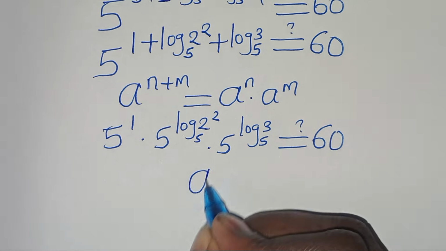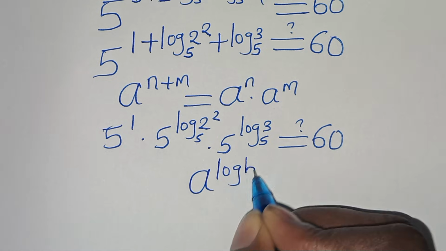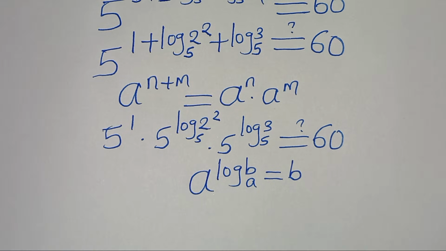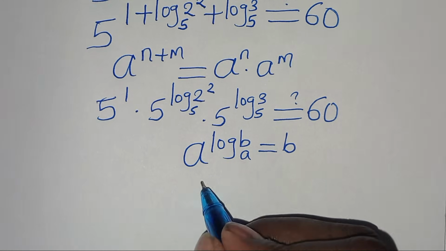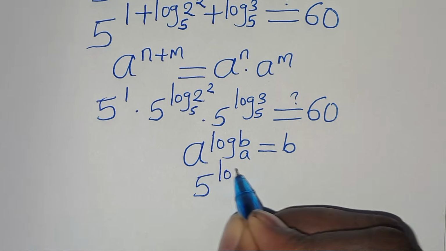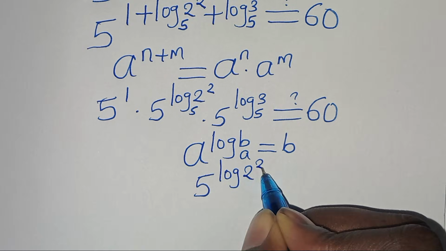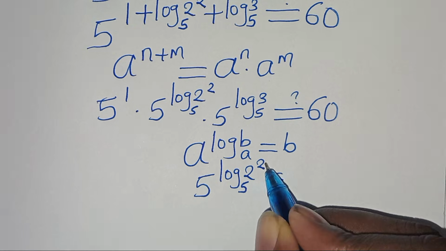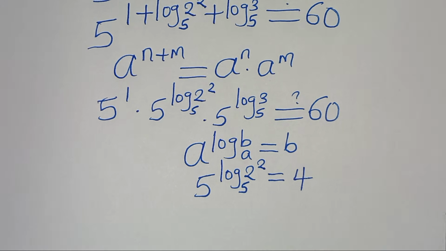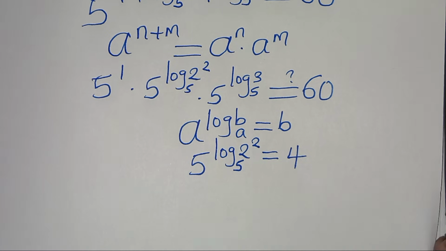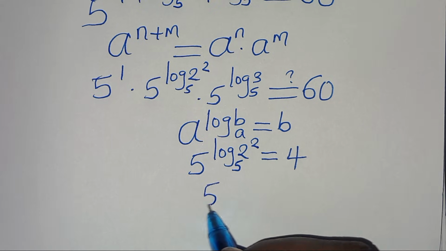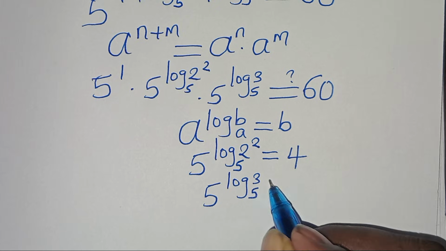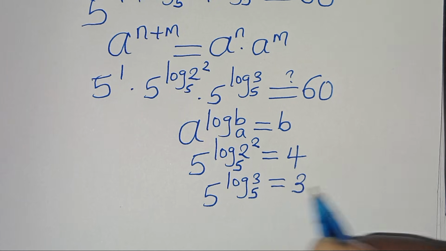Now, 5 to the power of log 2 to the power of 2 to base 5 and 5 to the power of log 3 to base 5 are in the form of a to the power of log b to base a, which we can express as b. So this implies that 5 to the power of log 2 to the power of 2 to base 5 is the same thing as 2 to the power of 2, which is 4. And 5 to the power of log 3 to base 5 will give us a value of 3.